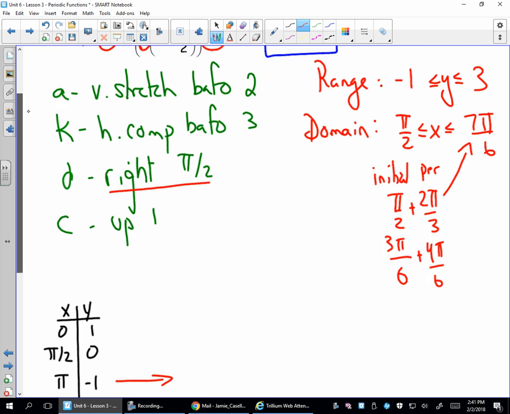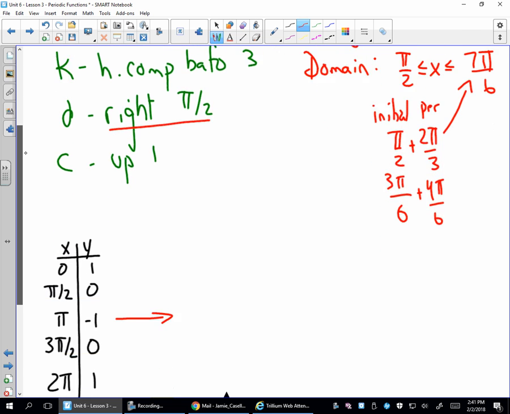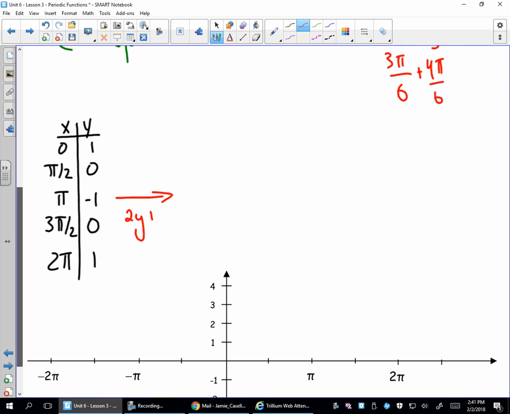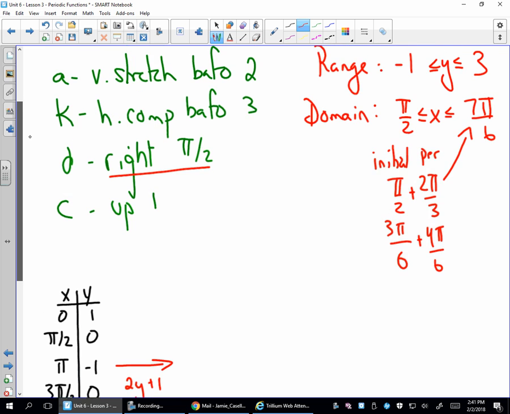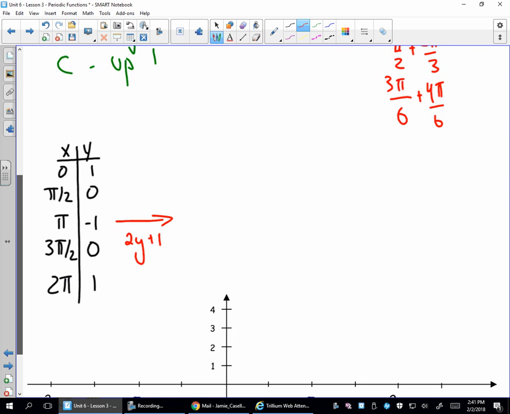What do we need to do? We can just stretch it by 2 and then move up 1. So double the y's and add 1. Compress by 3 and then right pi over 2. So x over 3 and then add pi over 2. And we get ourselves a new table. Okay. If I divide 0 by 3 and then add pi over 2, we get our starting point.